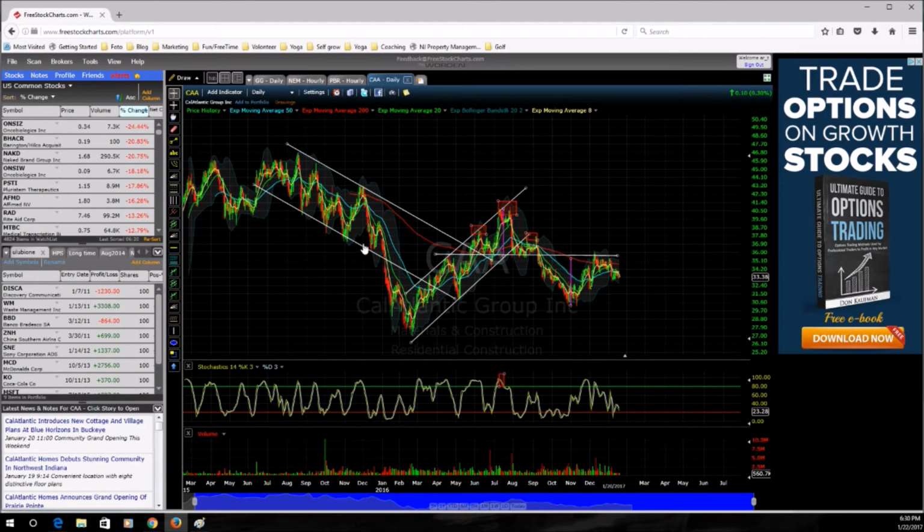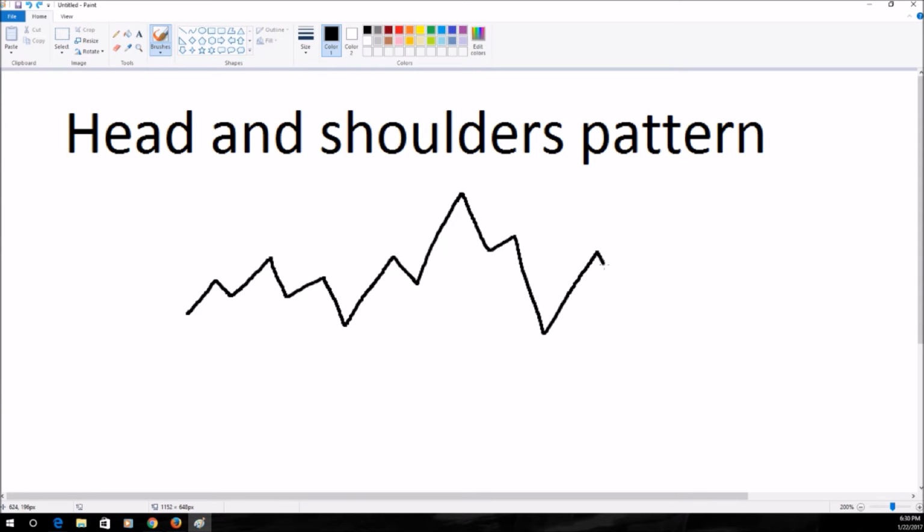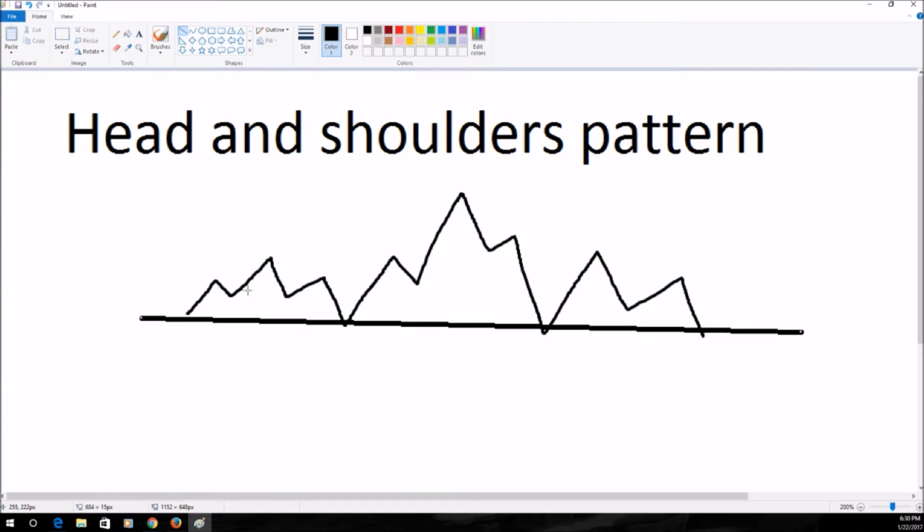First, you have here the downward. Well, let's start with an overall explanation of how the head and shoulders looks like. So let's say we have a price. Price goes up, down, up. All right. So let's draw a neckline here. Boom. This is the regular head and shoulders.